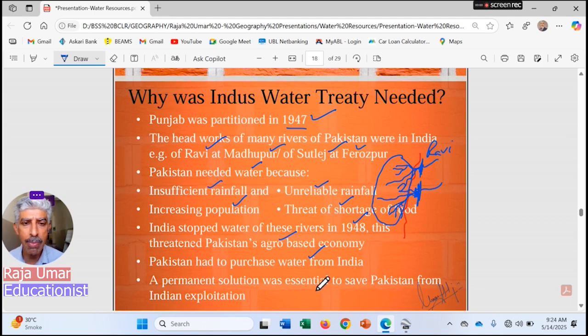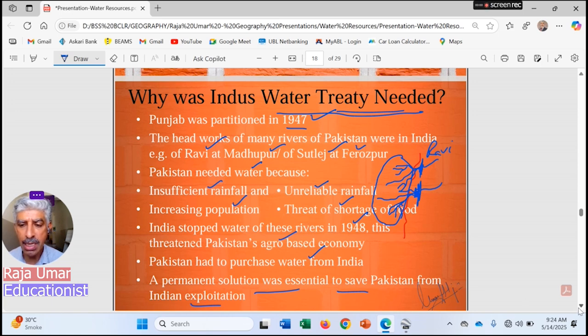So that is why Pakistan was in need of such a treaty or agreement with India to resolve the issue of water distribution of these rivers. A permanent solution was essential to save Pakistan from Indian exploitation. For this purpose, the Indus Water Treaty was required.